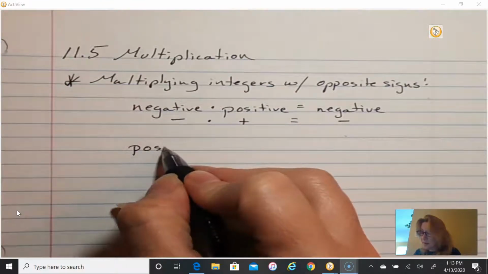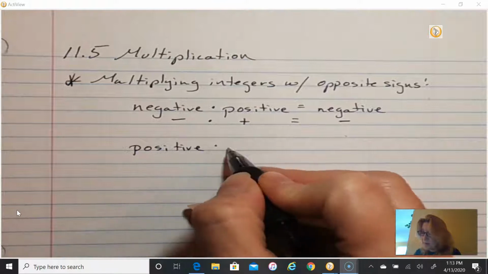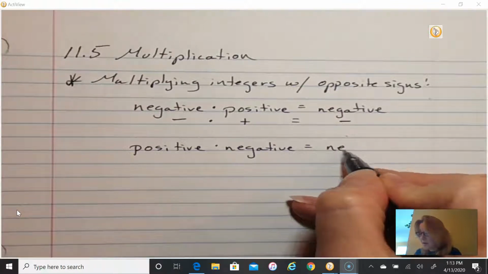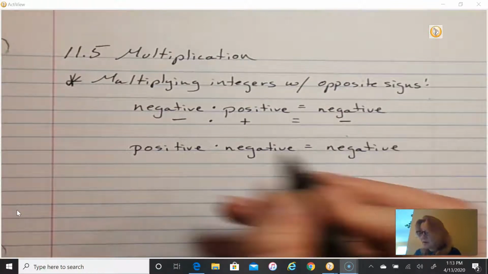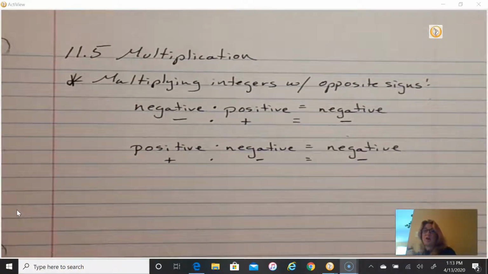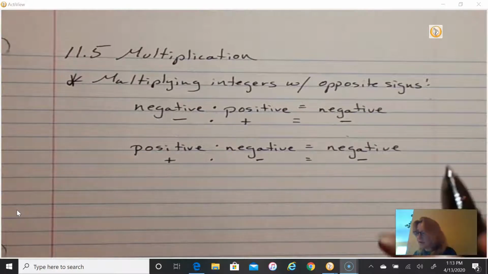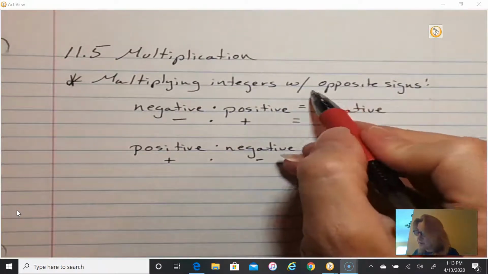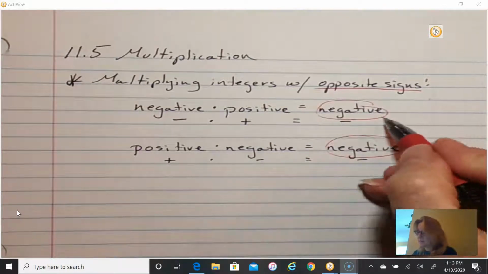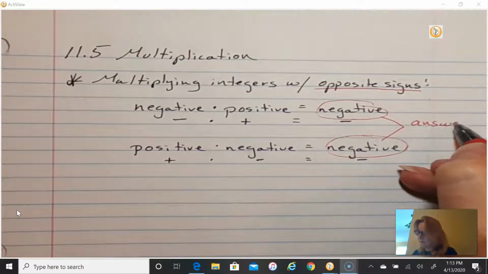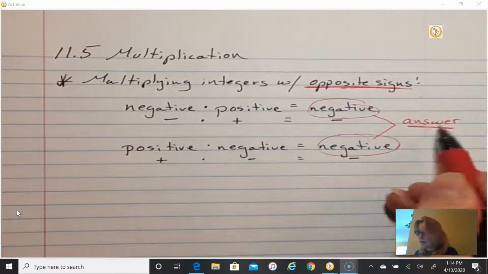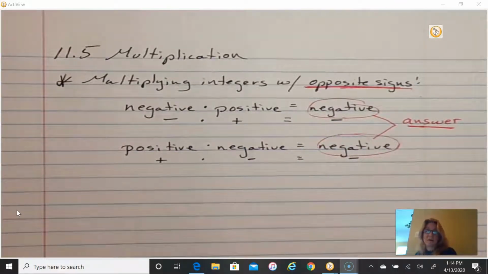A positive times a negative equals a negative. So positive times a negative equals a negative. Always. So anytime the signs are opposite, you will have a negative answer. If the signs are opposite, the answer is negative. Always, always, always.